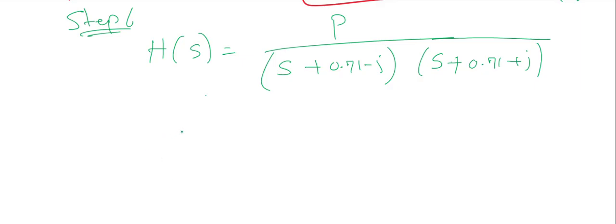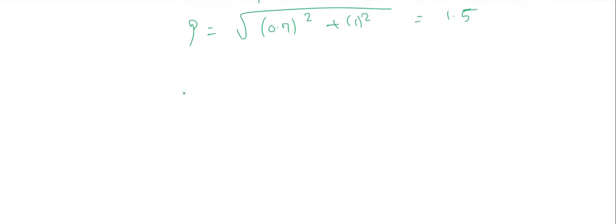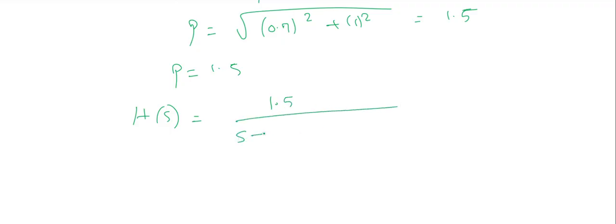So now P is equal to C1 and C2. You can write P is equal to the square root of 0.7 squared plus 1 squared, which is equal to 1.5. So P is equal to 1.5. So H of s is equal to 1.5 divided by s plus 0.71 minus j into s plus 0.71 plus j.